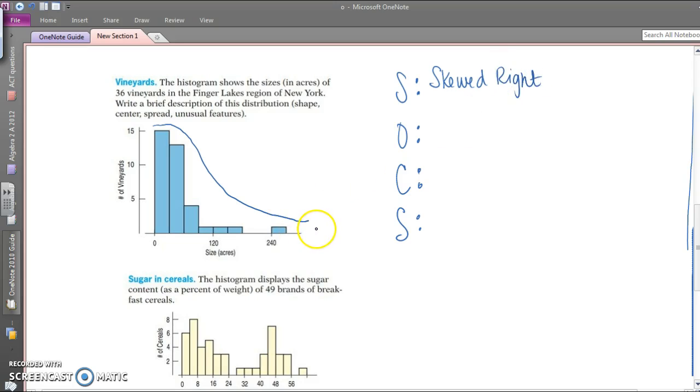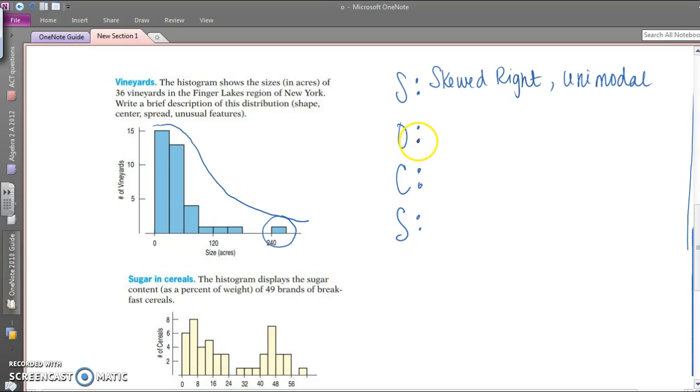because the tail's going to the right, and what's doing that is probably this one right here, pulling it that way. It is still unimodal though, so there's one high part.